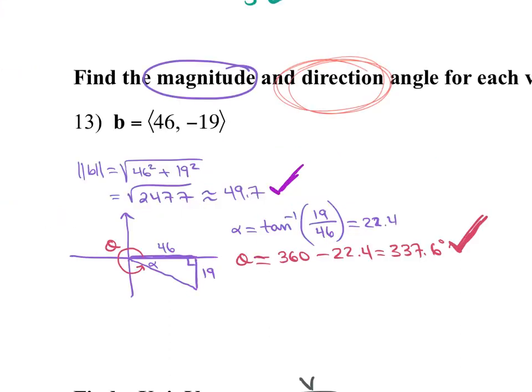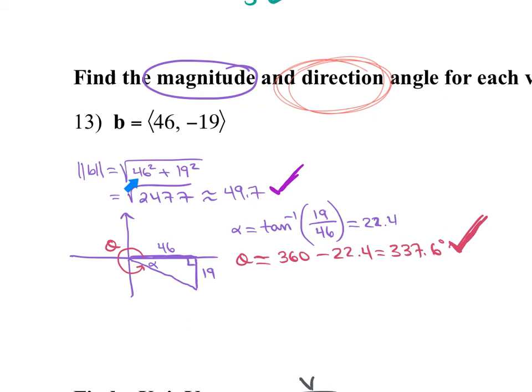In number 13, it says find the magnitude and the direction for each vector. All right, so vector B is 46, -19. First, we find the magnitude, and the magnitude of the vector is the square root of the first coordinate squared plus the second coordinate squared. I just ignored the negative on the 19 because I know when I square it, it'll be positive anyway. But that could certainly be -19 squared here.